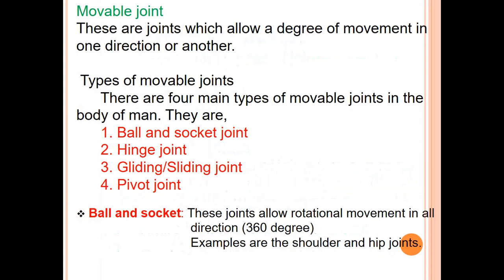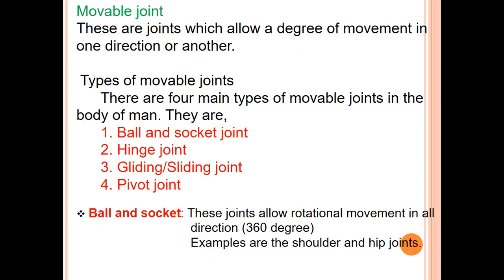Movable joints. These are joints which allow a degree of movement in one direction or another. Types of movable joints. There are 4 main types of movable joints in the body of man. They are 1. Ball and socket joint. 2. Hinge joint. 3. Gliding or sliding joint. 4. Pivot joint.